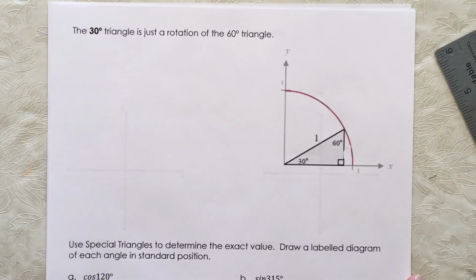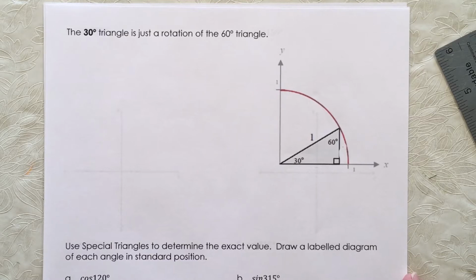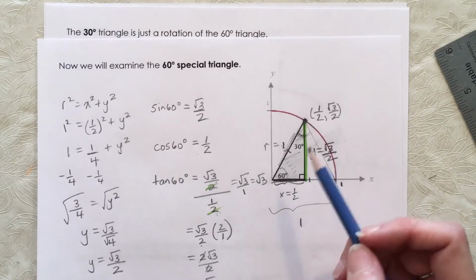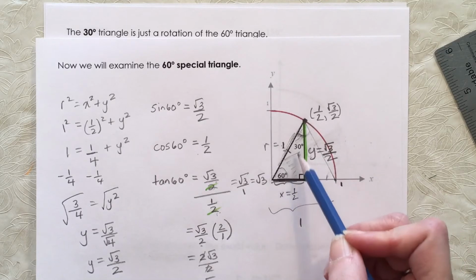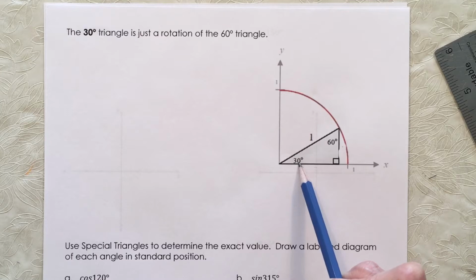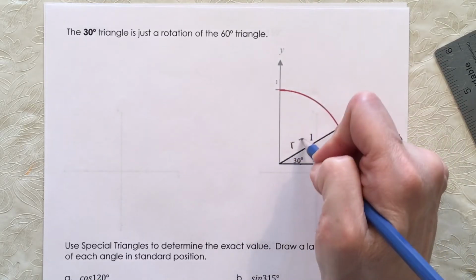Our third special triangle is the 30-degree triangle. Now, if you notice, the 60-degree special triangle had a 90, a 60, and a 30. The 30-degree special triangle also has a 90, a 60, and a 30. It's just oriented differently. So we still have r equals 1.